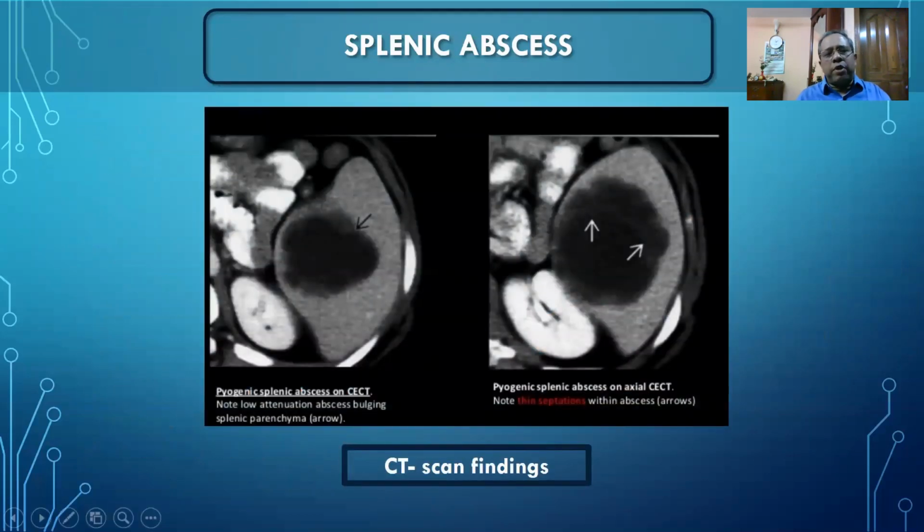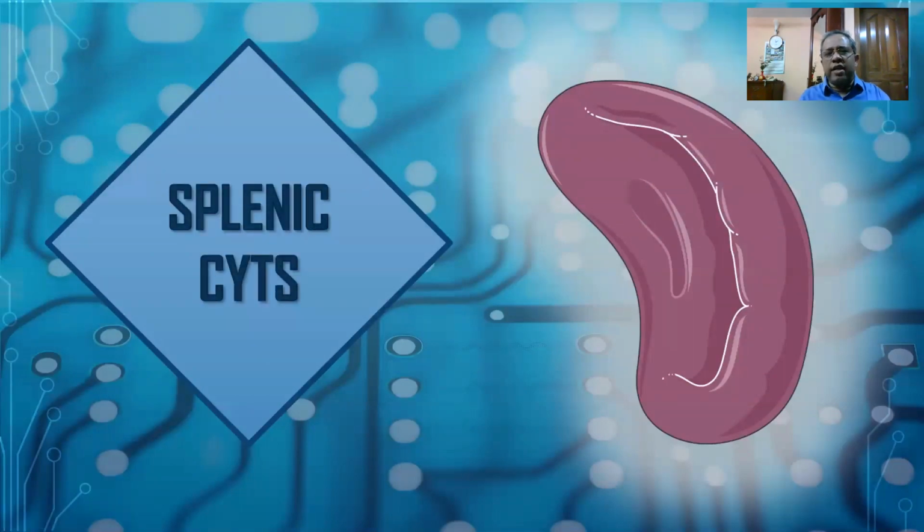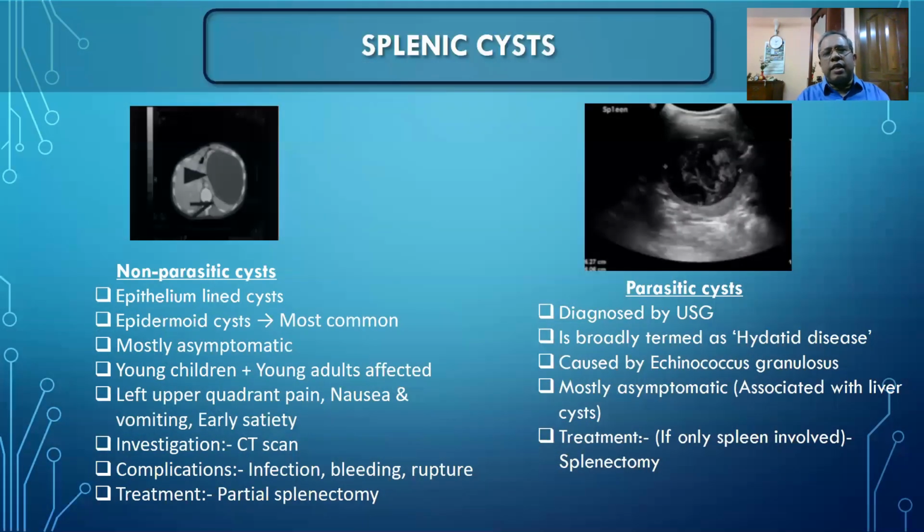So look, the abscess cavity, the CT scan findings. This is the abscess cavity. Now, splenic cyst. The cyst has two varieties: one is non-parasitic cyst and another is parasitic cyst.